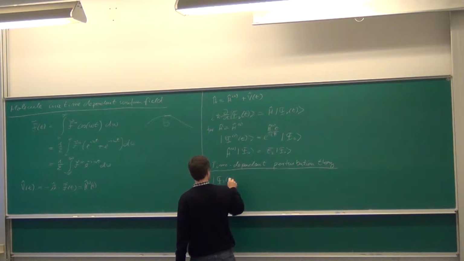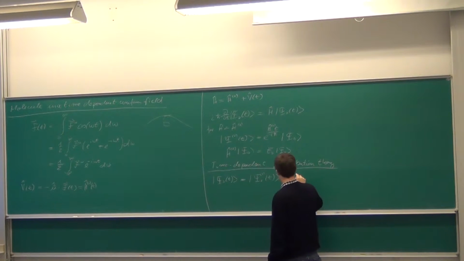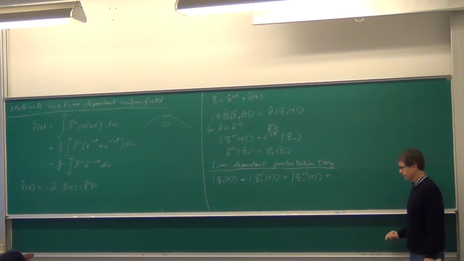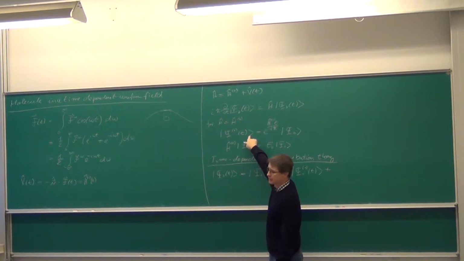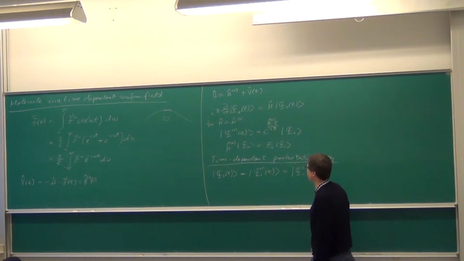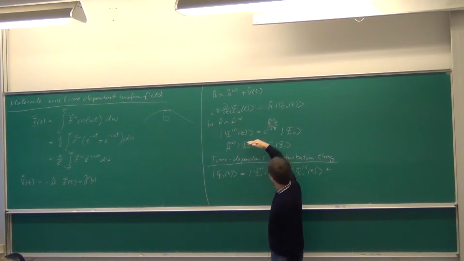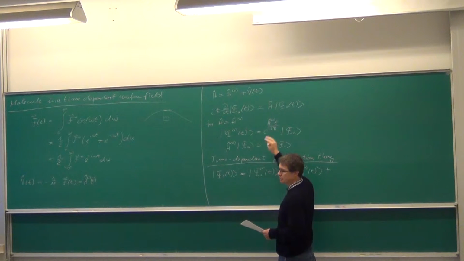So psi of t, we expand in a series of 0th order plus the 1st order correction and so forth. And the 0th order, that is this one. That's the solution to the unperturbed Hamiltonian, the field-free Hamiltonian, but it has to be time-dependent still. So we have to include the time dependence, which we normally always drop.